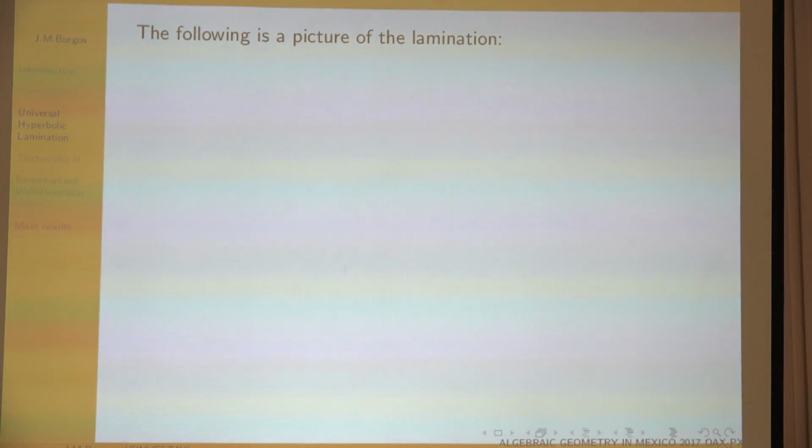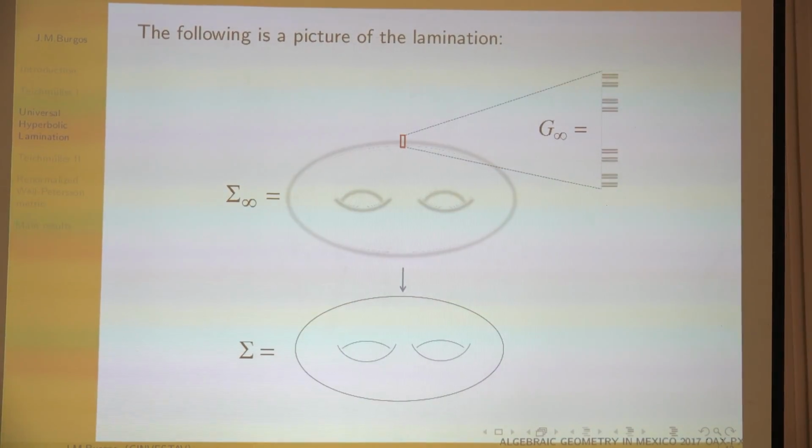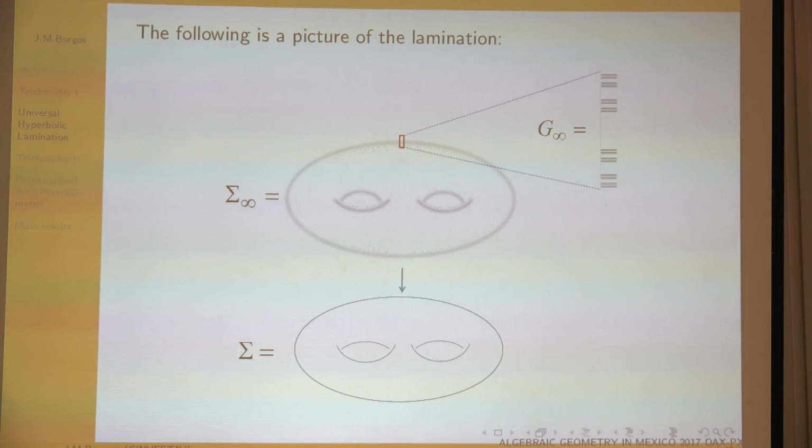And the following is a picture you should have in mind of the lamination. I like to think of the hyperbolic lamination as a borrowed genus 2 surface with fiber the Cantor set G infinity. If you zoom in on that fuzzy curve, you see the Cantor set. The monodromy of the lamination is the group structure of the profinite completion.